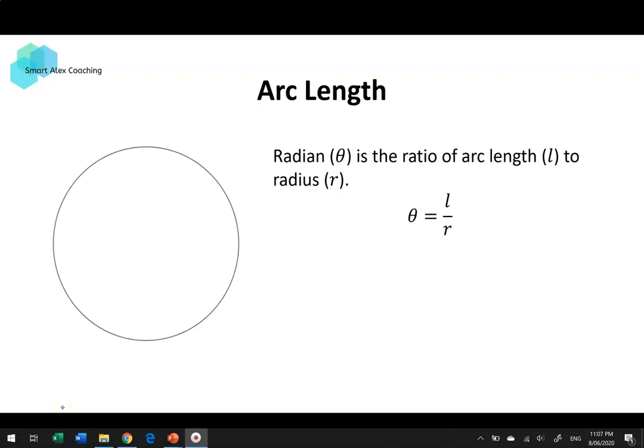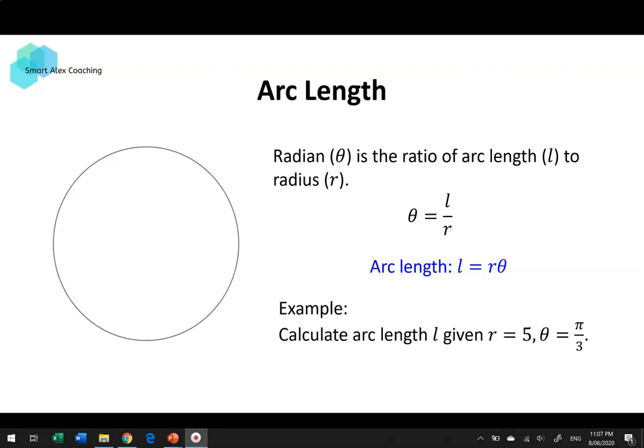Recall that the radian unit is defined as the ratio of the arc length to the radius. Theta is equal to L divided by R. We can rearrange this equation to make L the subject, and that's going to give us arc length L is equal to R times theta.